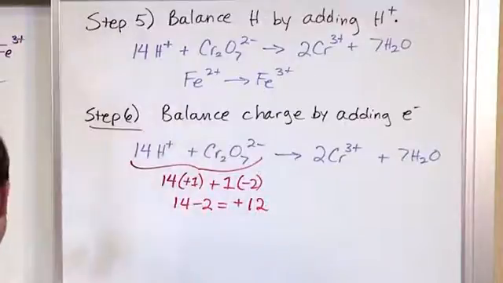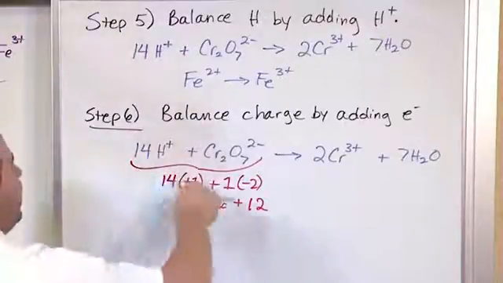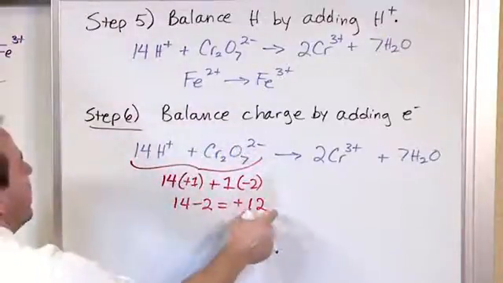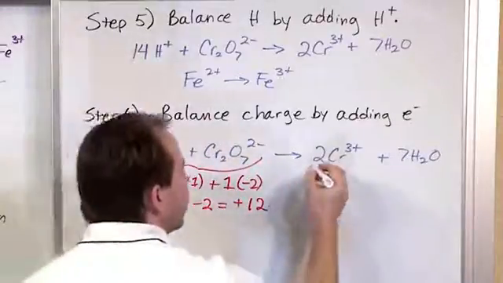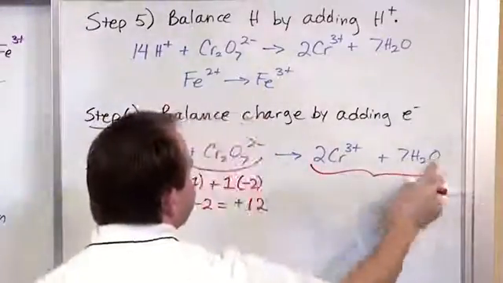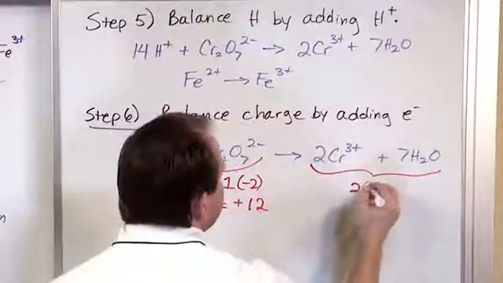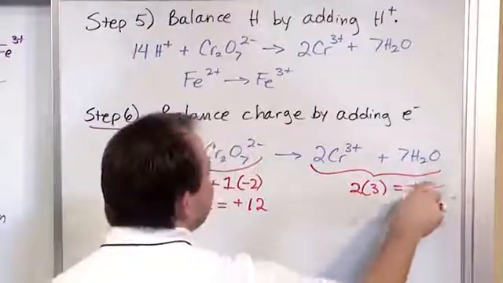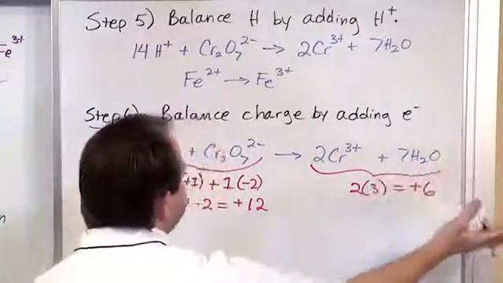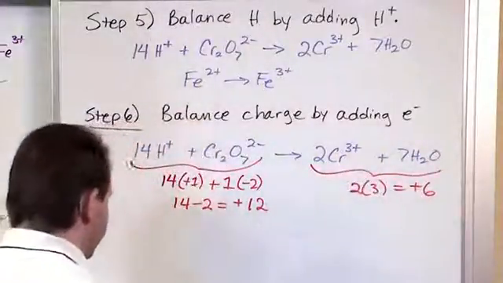So if you look at the charge on the left-hand side of this equation, the total net charge of everything here is +12. And then you look at the other side, everything, including all this stuff, and what do you have here? You have 2 times 3, you have +6. See, the water has no charges, so it doesn't participate. 2 times +3 is +6.